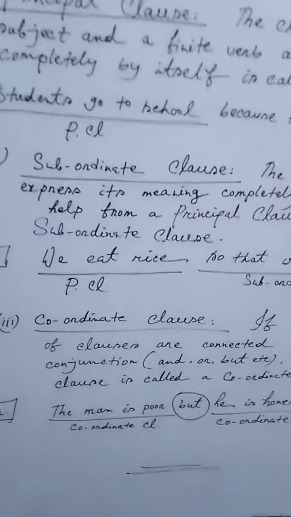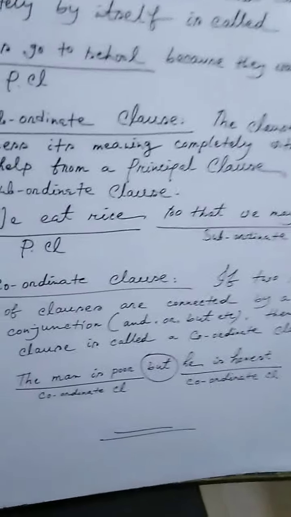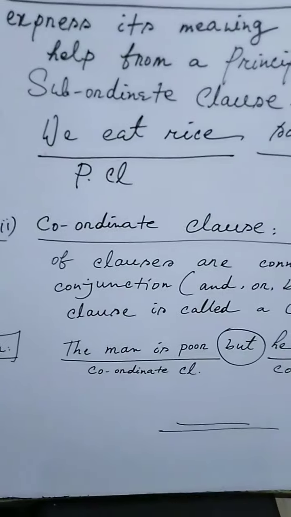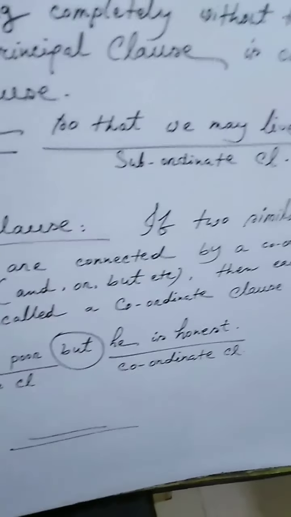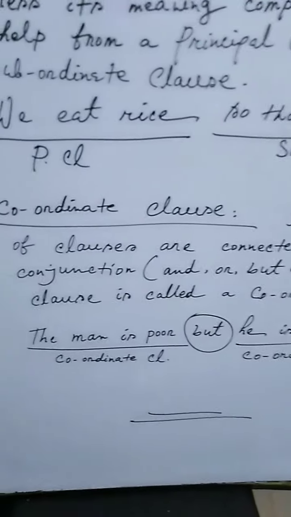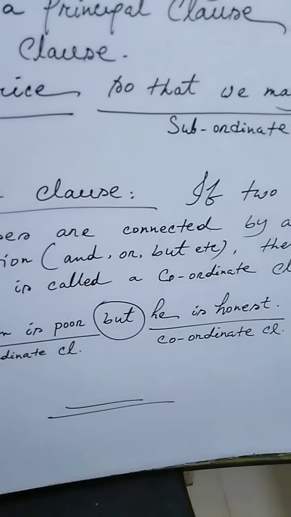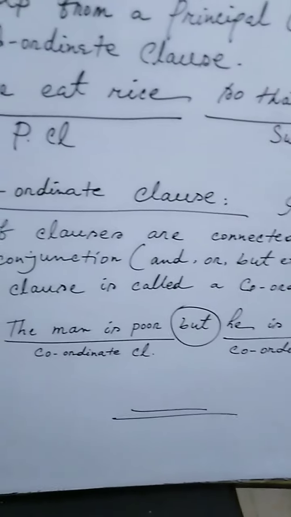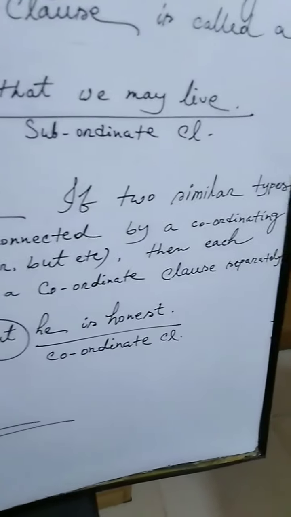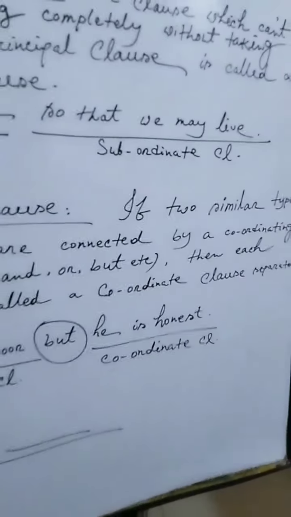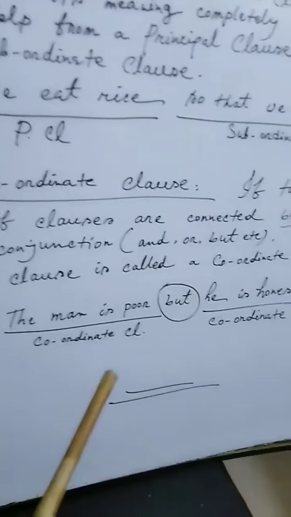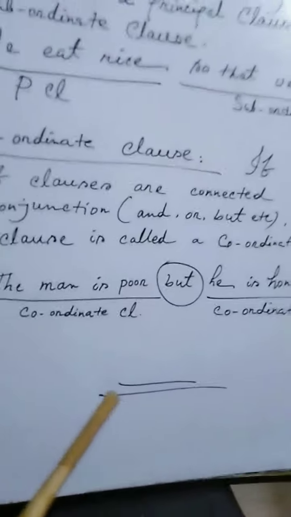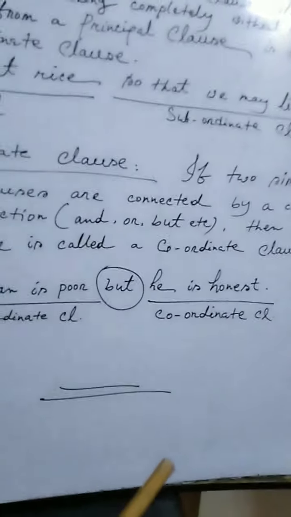So now coordinate clause. The definition of coordinate clause is: if two similar types of clauses are connected by a coordinating conjunction, suppose and, or, but etc. These are called coordinating conjunctions. Then each clause is called a coordinate clause separately. Here you can see: the man is poor but he is honest. Here in this sentence there are two parts. The man is poor and another is he is honest.